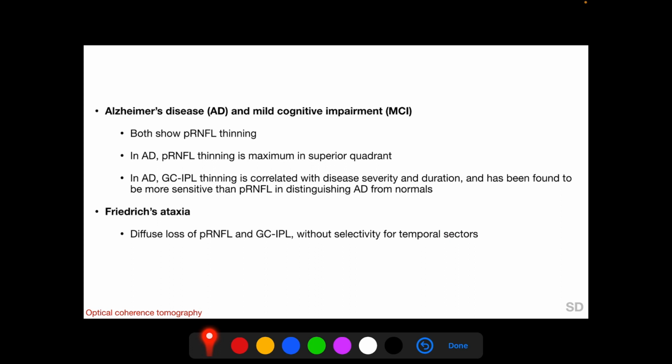Alzheimer's disease and a milder form of dementia called MCI or mild cognitive impairment both show PRNFL thinning. In AD or Alzheimer's disease, PRNFL thinning is maximum in the superior quadrant. It has been found that the GCIPL thinning is correlated with disease severity and duration, and has been found to be more sensitive than PRNFL in distinguishing AD from normals. Friedreich's ataxia, a form of hereditary cerebellar disease, also shows diffuse loss of PRNFL and GCIPL without selectivity for temporal sectors.